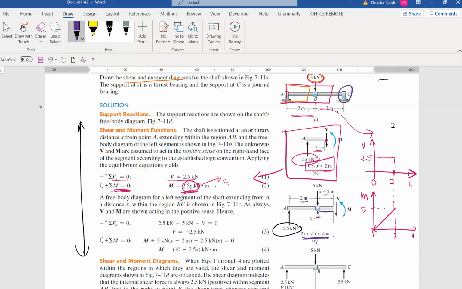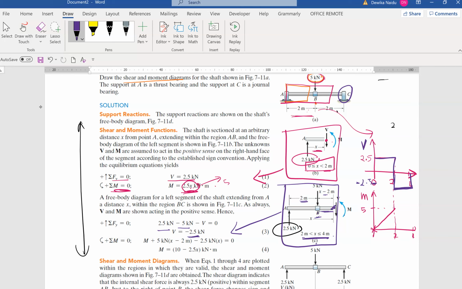Now let's solve for this drawing. If you look at Fy, what we have here? 2.5 pointing up, negative 5 pointing down. So V is negative 2.5. What does it mean? From distance 2 to 4, the V is actually negative 2.5. So it will be somewhere below here. So finally the graph will look something like this. Okay, this is for the V graph. We haven't settled the M graph.